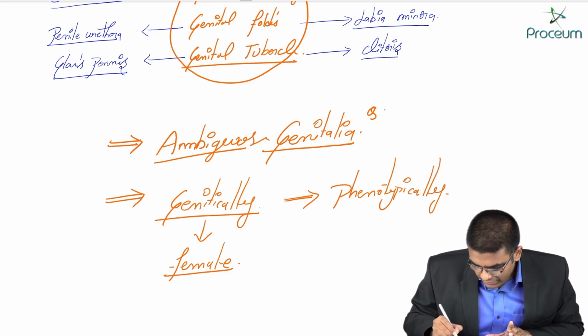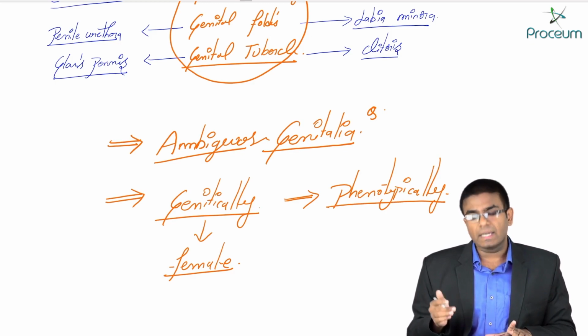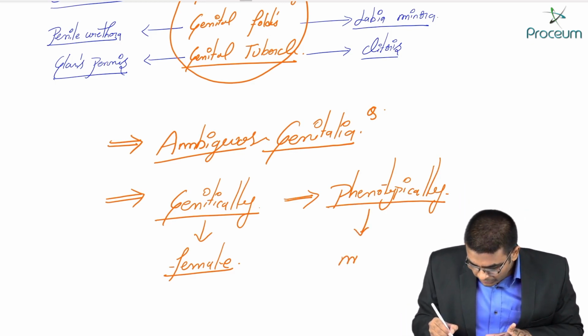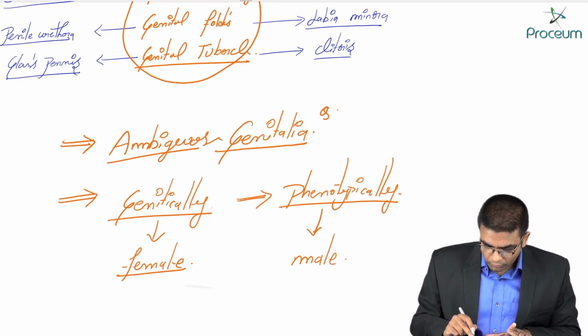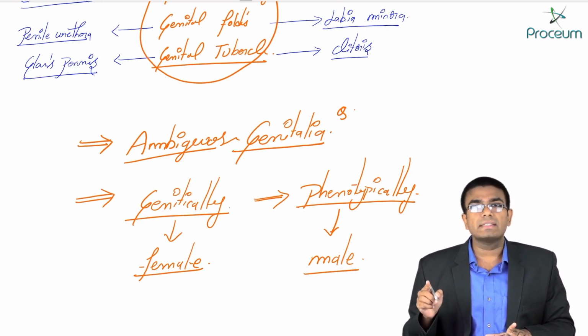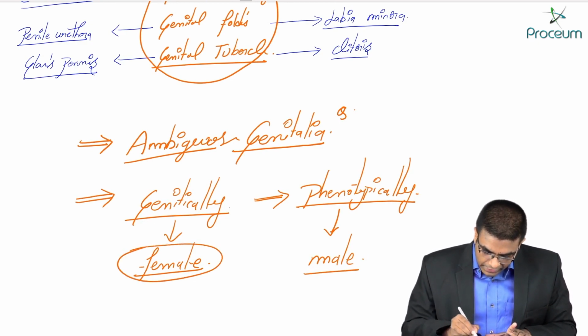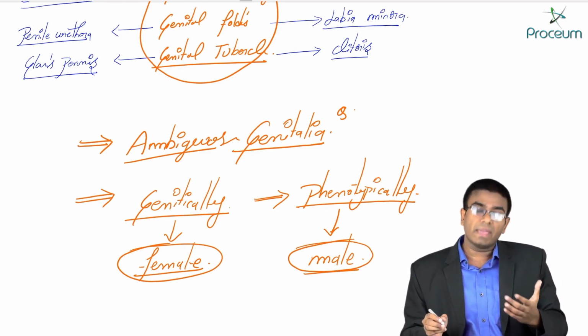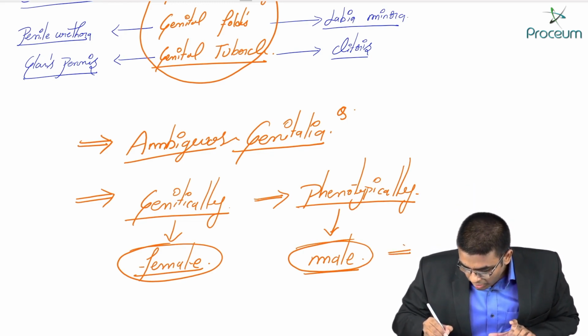Okay, phenotypically, she is looking something like a male. Why? Because she is having external male genitalia. So, phenotypically, she is looking like a male. So, we will call it pseudohermaphroditism. So, genetically a female who has the phenotype of a male, this is known as pseudohermaphroditism.